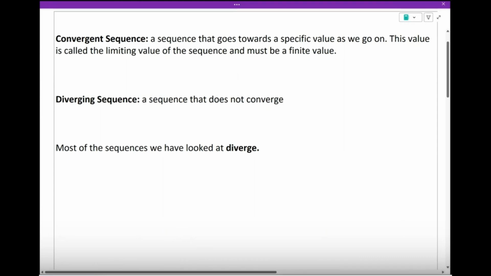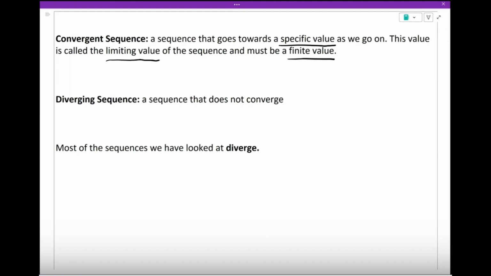In this video, we are going to look at what a convergent sequence is. A convergent sequence is a sequence that goes towards a specific value as we go on. As we go through the terms, it's going to tend towards a specific value. This value is called the limiting value or the limit of the sequence, and it must be a finite value. So the limit of a sequence cannot be infinity because that is an infinite value.